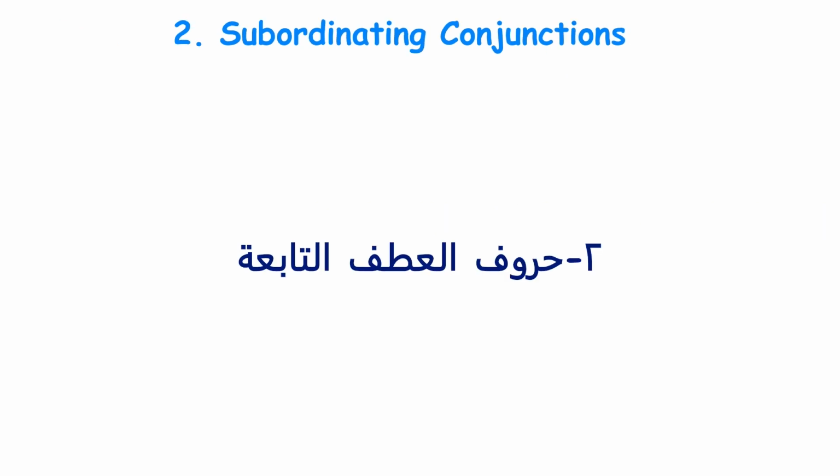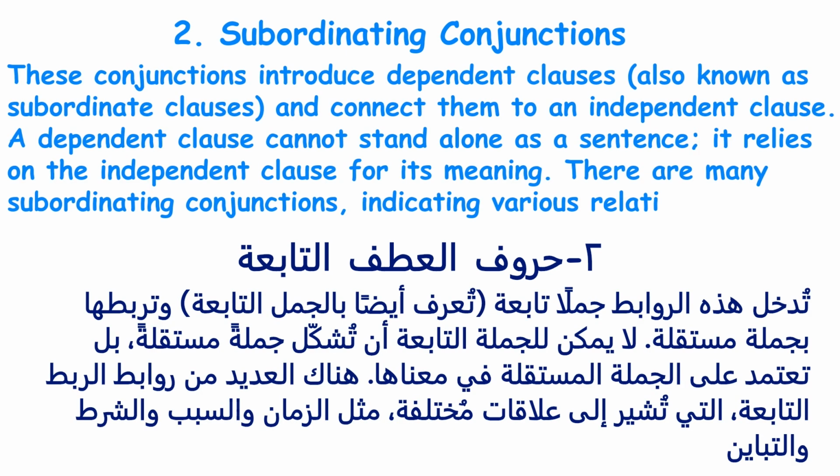2. Subordinating conjunctions. These conjunctions introduce dependent clauses, also known as subordinate clauses, and connect them to an independent clause. A dependent clause cannot stand alone as a sentence. It relies on the independent clause for its meaning. There are many subordinating conjunctions, indicating various relationships such as time, cause, condition, and contrast. Here are a few common ones.